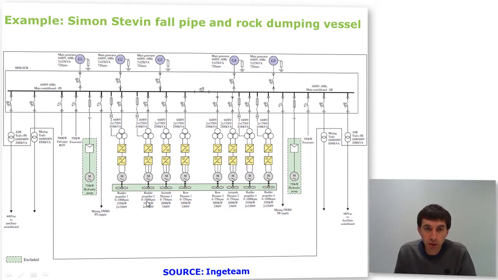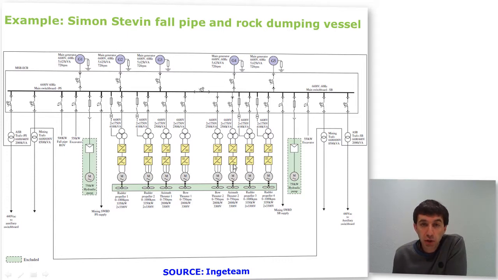Here, as you can see, there are 8 propellers or thrusters of different power and different functionality for this Simon Stevin fall pipe and rock dumping vessel. They have different powers, 3 megawatts some of them and 2 megawatts some others, and they have several stator winding configurations. Yes, all of them are 3.3 kilovolts, and the rotational speed of some of them is variable speed between 0 and 1,000 revolutions per minute, and some others from 0 to 750 revolutions per minute.